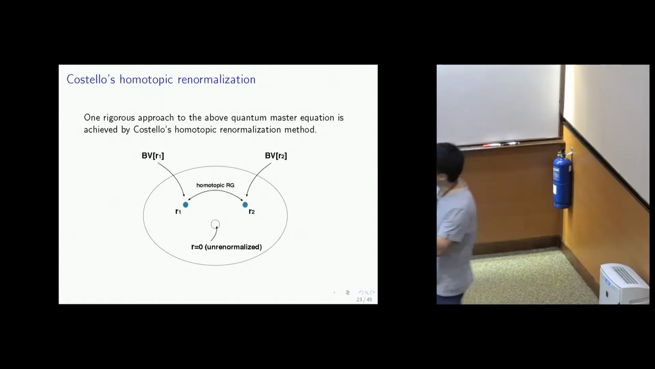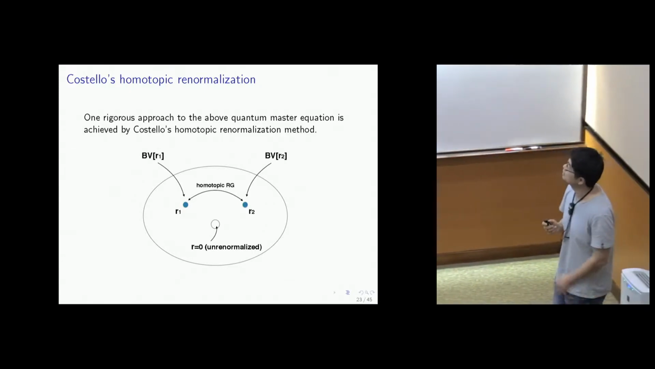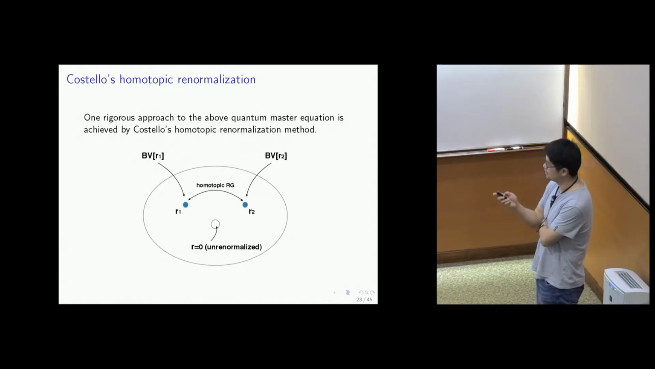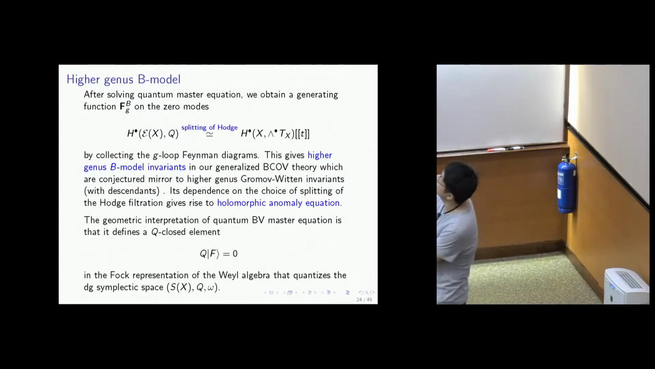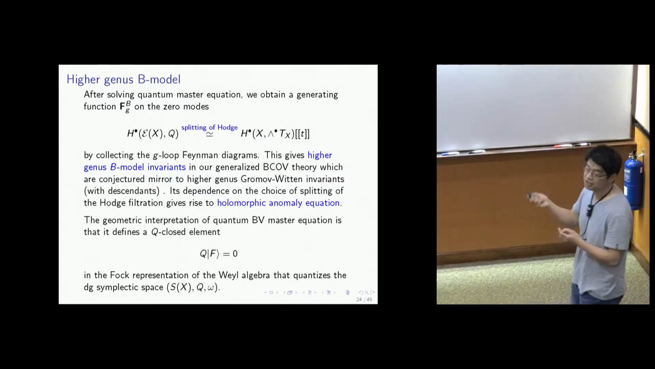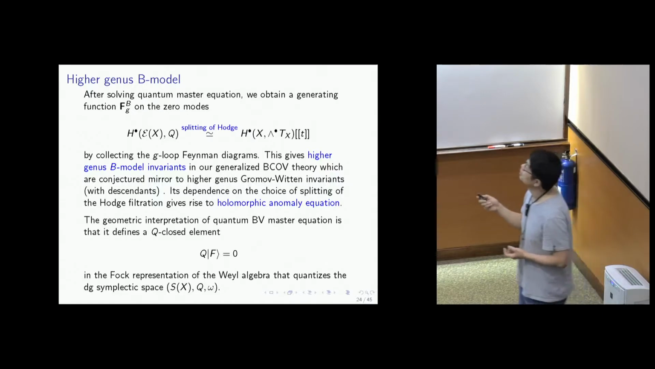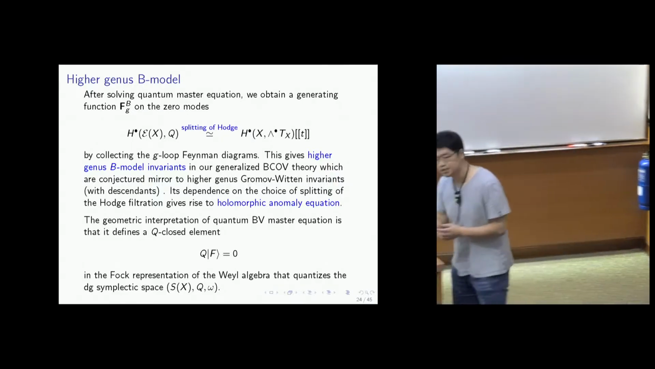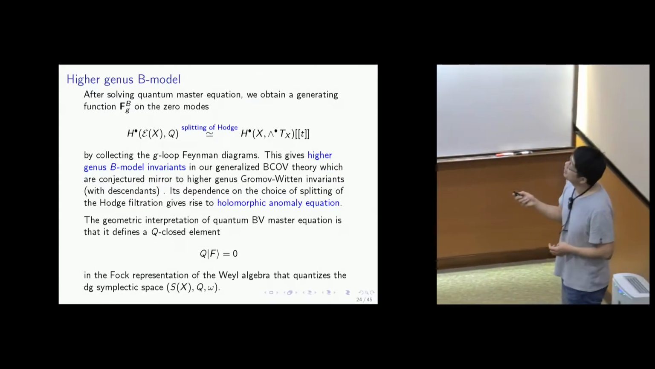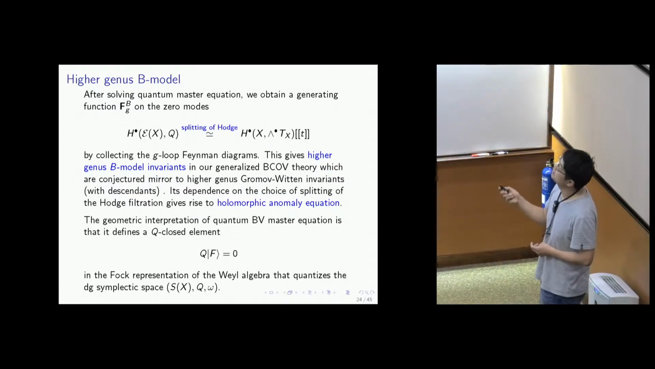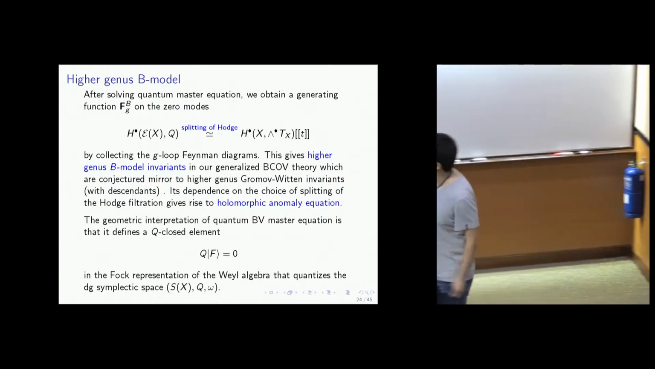And you can set up the whole theory by the mathematical meaning of this quantum master equation. And that's roughly the quantization. After you solve this quantum master equation, you can get generating functions on the zero modes. This is called Hodge. Now, you want to compare this with the calculations in Gromov-Witten theory, for example, in mirror symmetry. And this co-Hodge, you want to identify with the co-Hodge of the polyvector fields. That's the usual observables in this kind of B model.